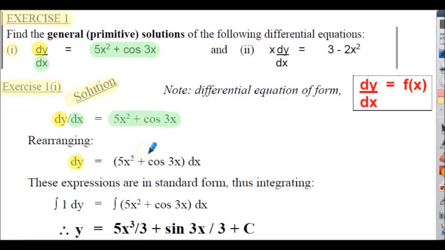So I will have dy on the left hand side is equal to 5x squared plus cos 3x multiplied by dx. Notice I need the bracket here to ensure my BODMAS is correct. These expressions are in standard form, so we can integrate using our standard tables. To integrate the left hand side with respect to y, we have y. Integrating 5x squared with respect to x, we have 5x cubed divided by 3. Integrating cos 3x with respect to x, that becomes plus sine 3x divided by 3. And I've added my constant of integration on the right hand side here.